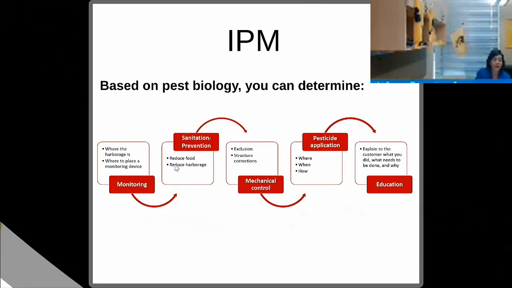I have a lot of flying insects that come inside. Why? All windows and doors are kept open day and night. How to prevent that? Exclusion. Let's tell our customer to add meshes, screens on those doors and windows. Pesticide application: where, when, and how.